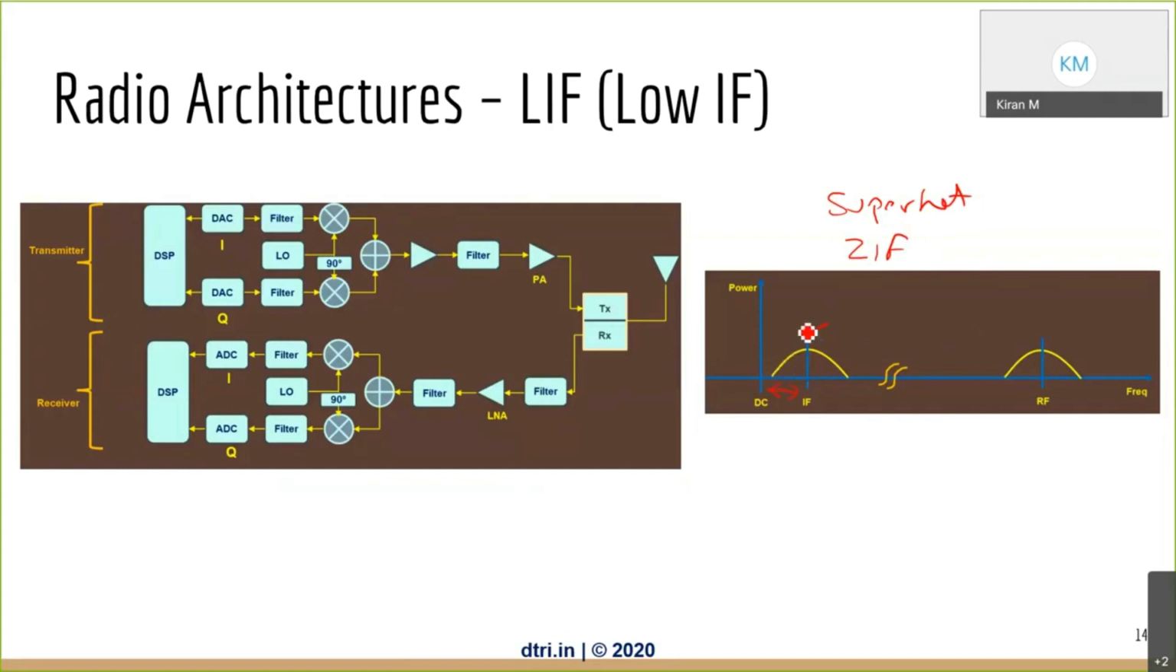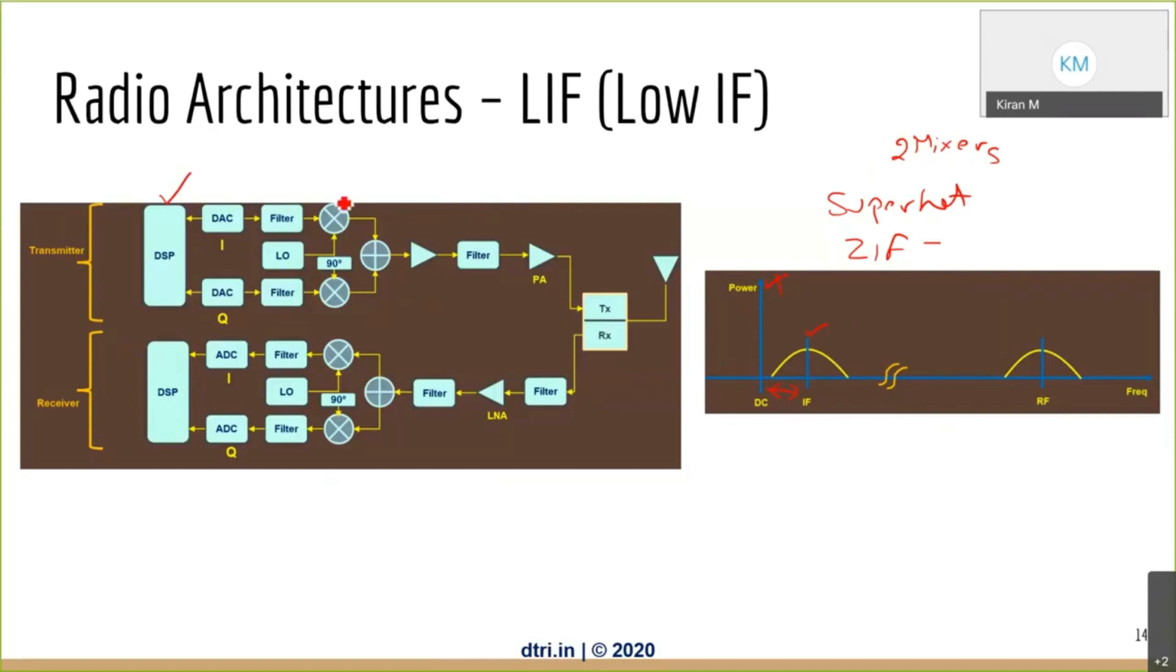But what is the advantage? In super heterodyne, you required two mixers. In ZIF, it was landing on the DC, which is not desirable. We don't want this. So we are taking advantage of both. We want two mixers, but now that the IF is very close to DC, it's operating at a lower frequency. So the second mixer can be within a DSP.